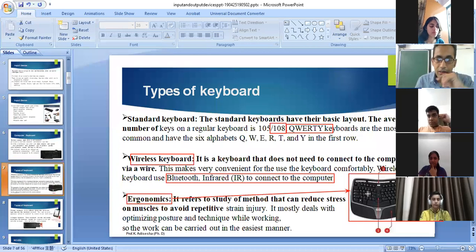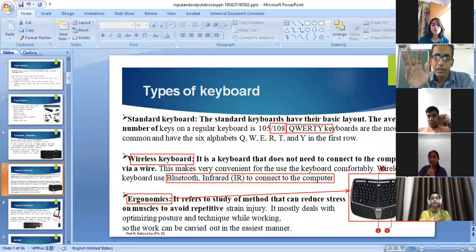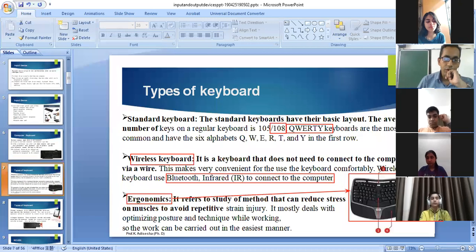So there are ergonomic keyboards which are helpful so that you may not get injured. Because when we use a computer for 10 hours, 12 hours, say we are a computer programmer or a software engineer, we need to use ergonomic keyboards. Moving ahead.